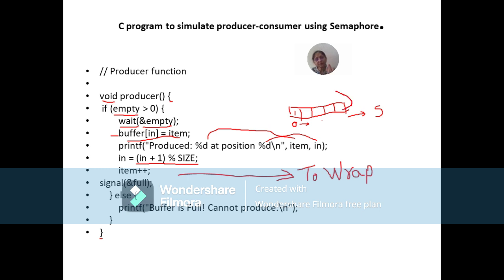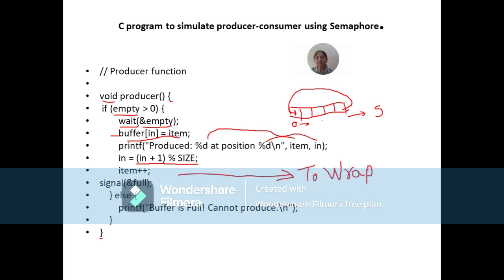When everything is full, the producer stops, and at some time the consumer will consume these items. So we want to reutilize these empty slots in our buffer. To wrap up from the end to the beginning, we use this formula. This formula will always give you the wrapped-up position of in.